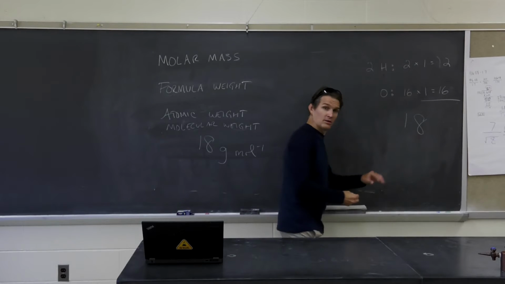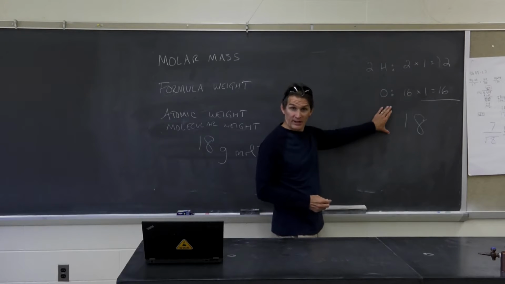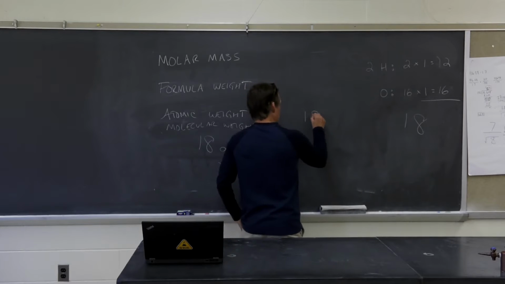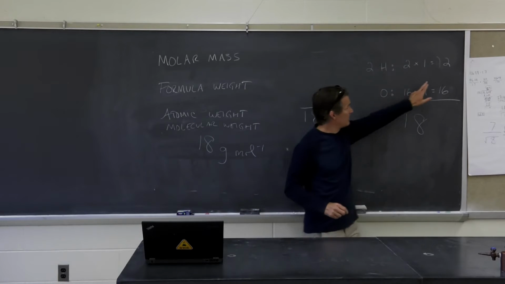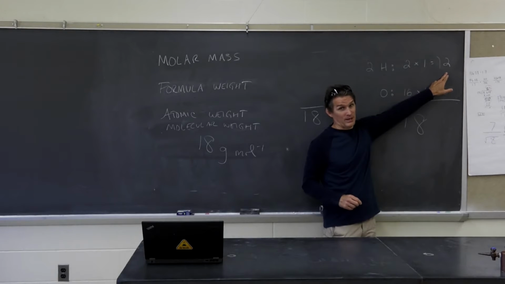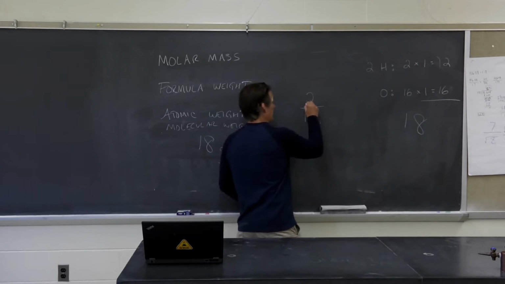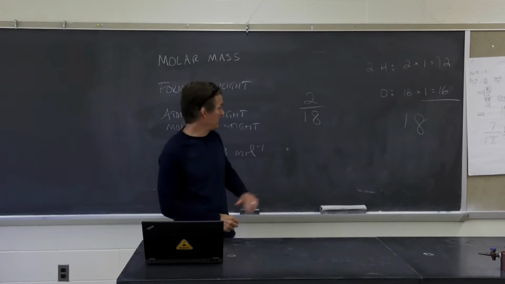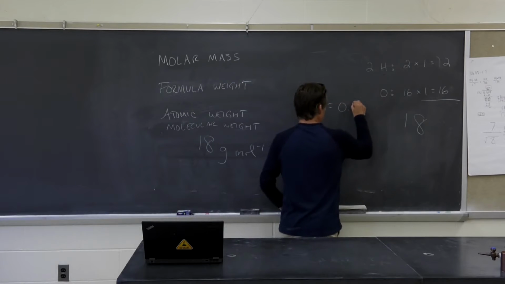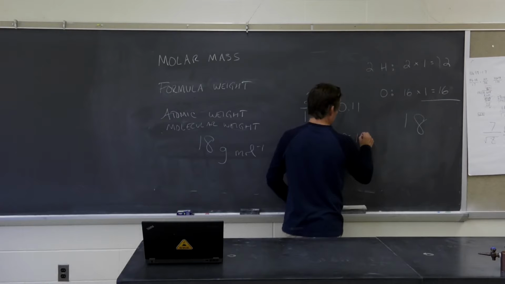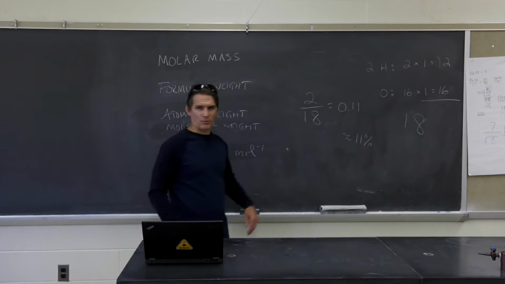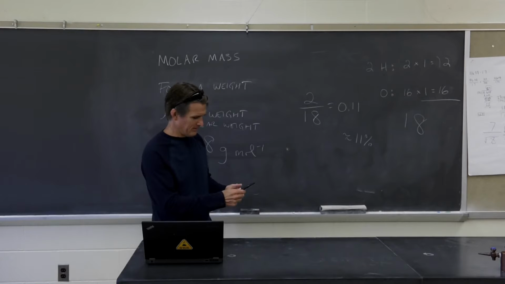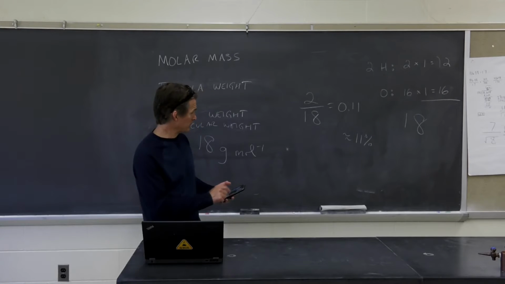We know that overall water has a mass of 18 grams for every mole. 2 of those grams per mole come from hydrogen atoms. So I can say 2/18 of the mass of a water molecule comes from hydrogen. If you do the math, it comes out to 0.11, which is about 11%. I think it's 0.1 repeating. Let me just make sure that's right. Doing some math in my head here. 2 divided by 18. Yeah, 0.1 repeating.